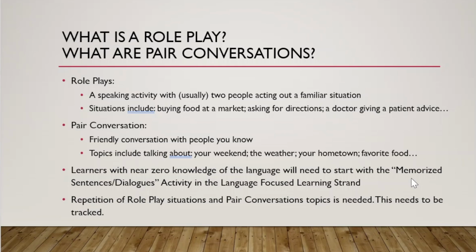Now, these two activities, role plays and pair conversation, they need to be repeated. You need to keep track of how many times you do this. So in the first time that you practice a role play or a pair conversation, you need to do it about 3 times in one session. That session needs to be repeated at least 4 or 5 times before it's relatively automatic.